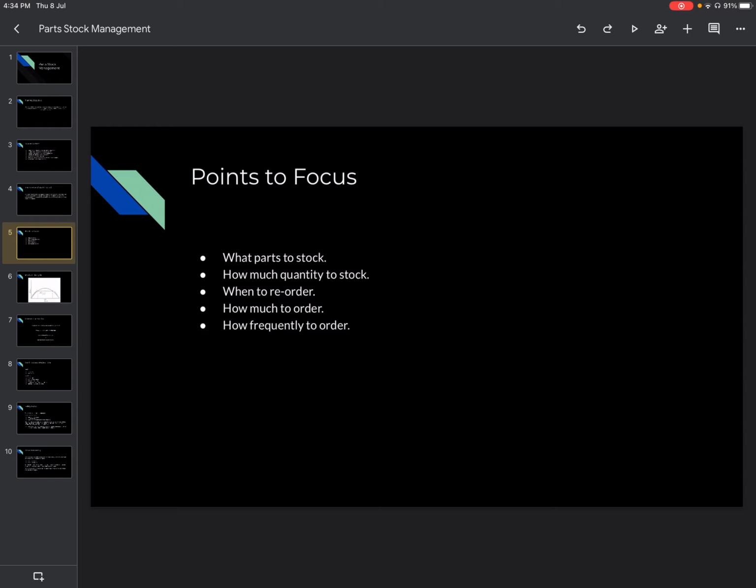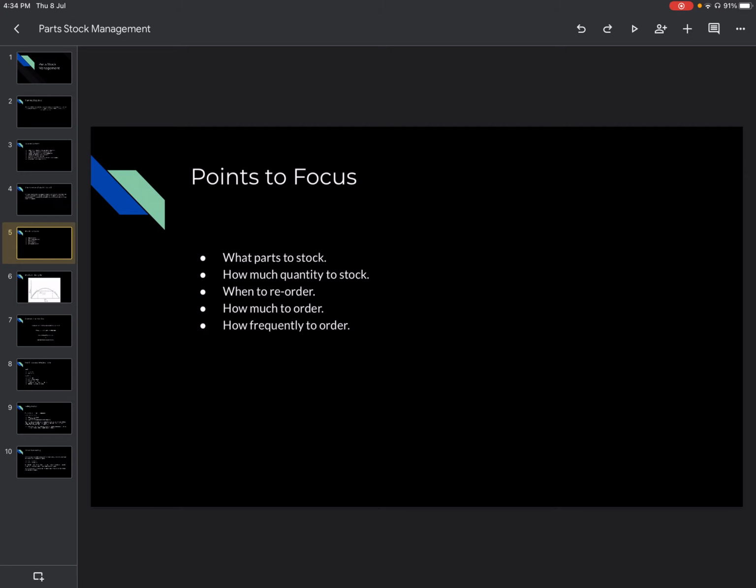The points to focus on during this training, the first and the most important, is what parts to stock. Which are the spare parts that we need to order? Which are the spare parts that we should be stocking? We shouldn't be stocking each and every spare part. There should be a logic behind that. Why are we stocking the parts that we are stocking?